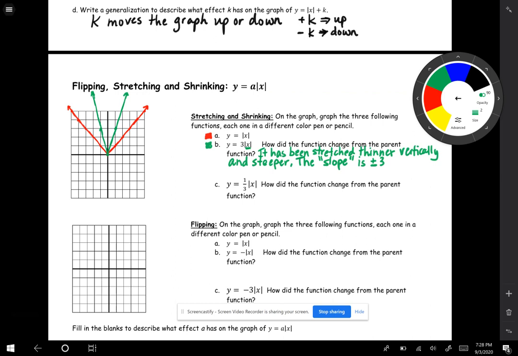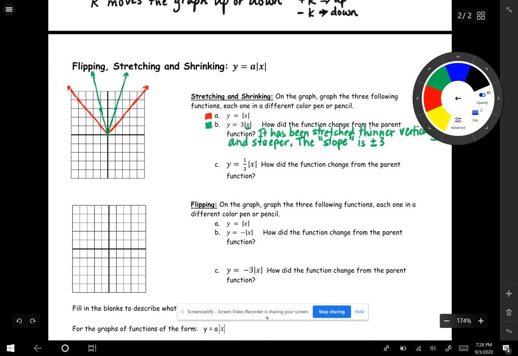So in this case, if I were to start here at 0 and then I go up 3 and right 1, the slope is positive 3. If I start here at 0 again and go down 3, right 1, it's negative 3. So the left side of the origin is a negative slope and the right side of the origin is positive slope. So that's what the 3 told us.